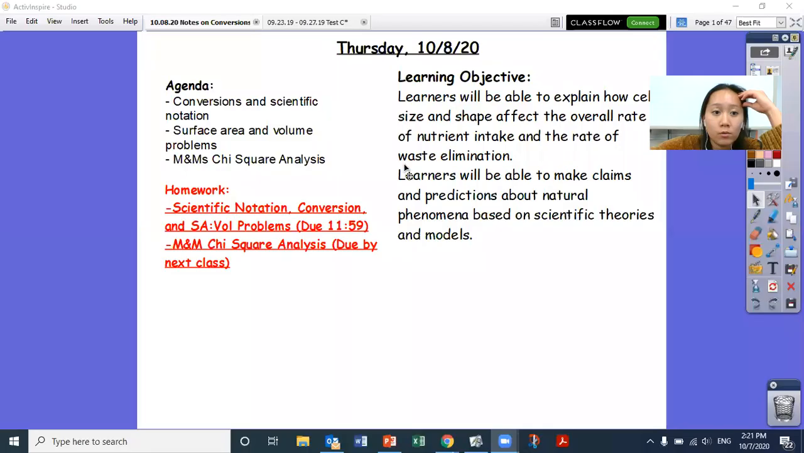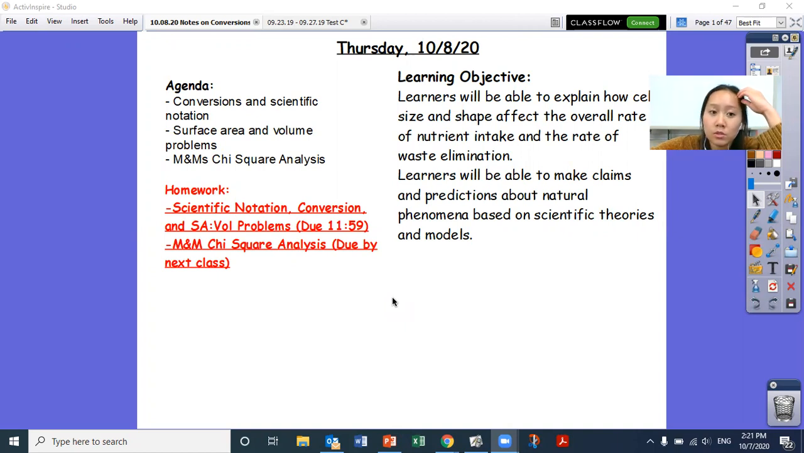Okay, before we jump into the material of the next unit, since we just took a unit test, we're going to go over some things that will help you manipulate the data in ways that you can better understand it. So the first thing is that we're going to be going over conversions between different units, different size units. We're going to be going over scientific notation and what that means and why we even use it.